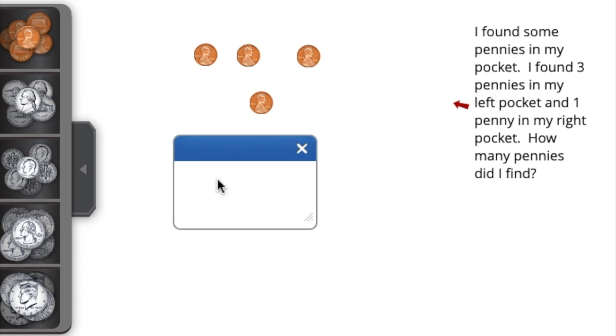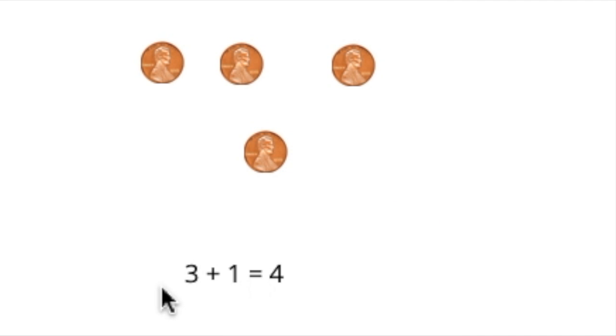My number sentence, I had 3 pennies in my left pocket, plus, because this is a sentence about combining, 1 penny in my right pocket. Let's see, how many pennies in all? Count with me. Get ready. 1, 4 pennies. Good job, friends. Your turn to read the number sentence. Get ready. 3 plus 1 equals 4.